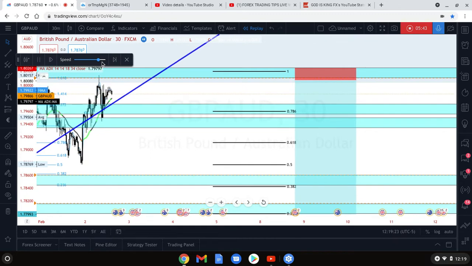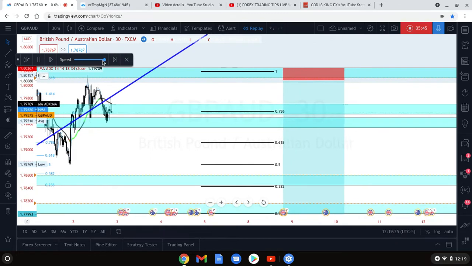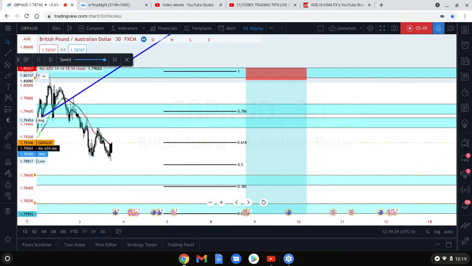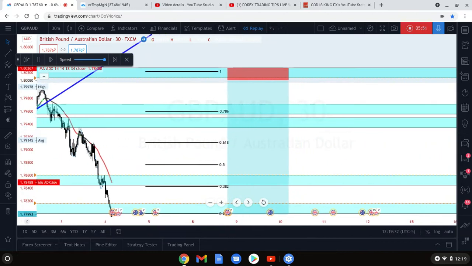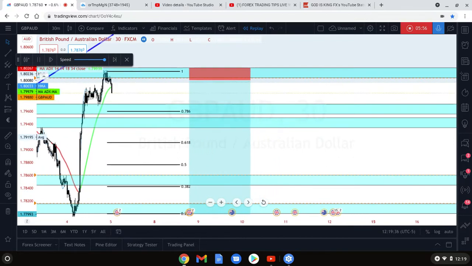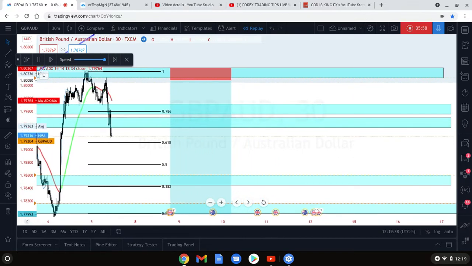Speed it up a little bit. So that's pretty. So down, then the moving average. It's still red, so I'm still going for them. Boom. As soon as it's green, you get out. I love this moving average. It's called ADX.